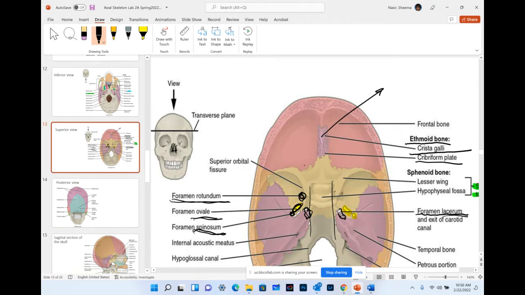Next question would be name the bone. And then you are going to say, oh, this is ethmoid bone. Do you understand? So that is how you can be asked questions.